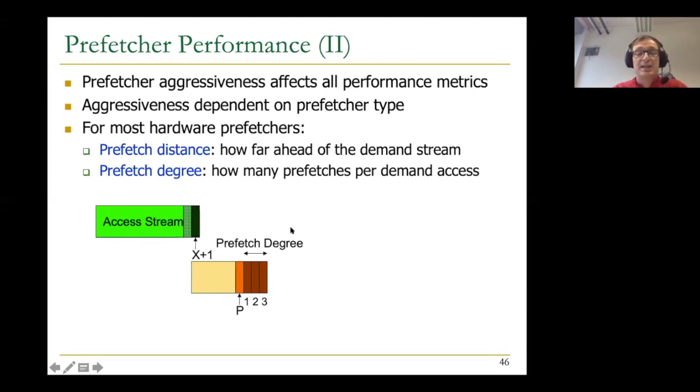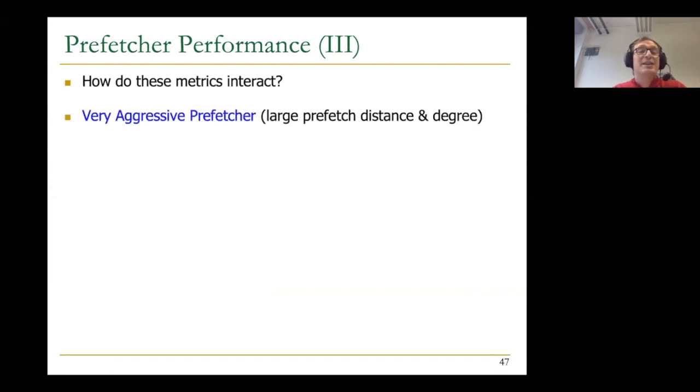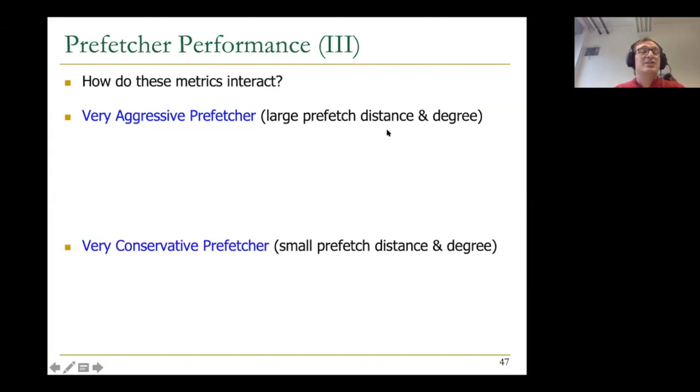Clearly, you can make this very conservative, middle of the road, or very aggressive as well. You can issue 16 prefetches, like we have discussed earlier, potentially, and that will be very aggressive. Okay, how do these metrics interact? I've given you some interactions, but let's talk about this. A very aggressive prefetcher has large prefetch distance and prefetch degree. A very conservative prefetcher has small prefetch distance and small prefetch degree.